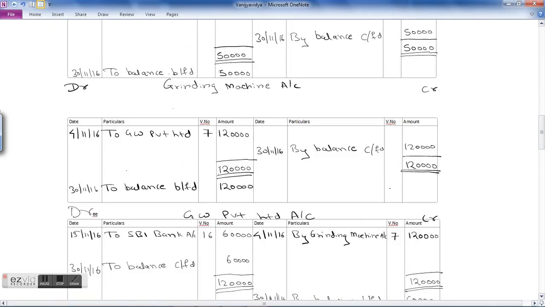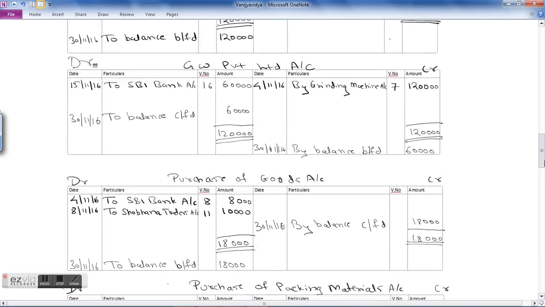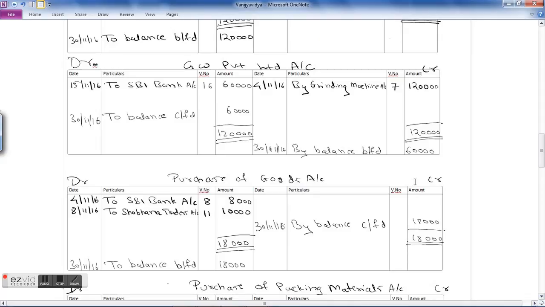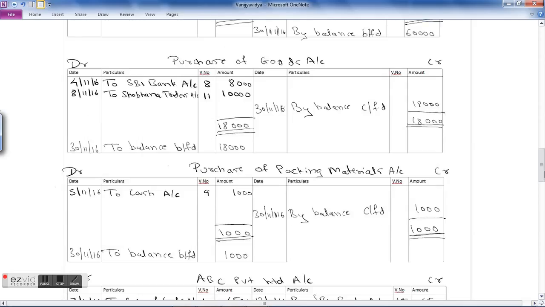Next, GW Private Limited account. Now see, balance brought forward is on the credit side, 60,000, so I'll write it here, 60,000 on the credit side. Then purchase of goods account, balance brought forward on the debit side, 18,000.